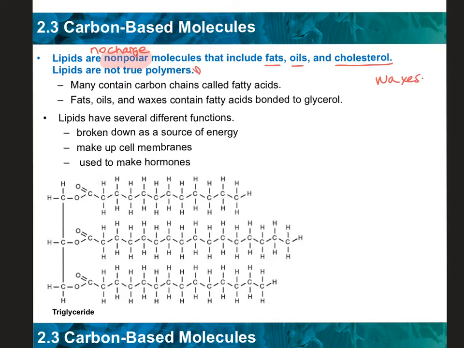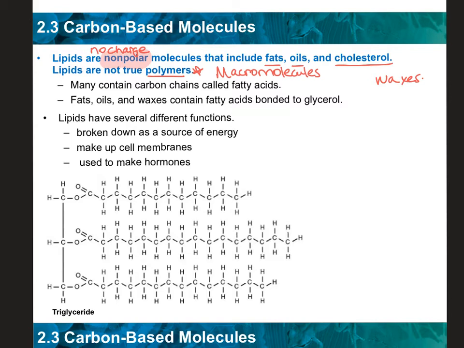Lipids are not true polymers. Now remember, what makes a polymer? A polymer is created from one monomer added to another, to another, to another. Lipids are not a bunch of monomers added together. So they are macromolecules, which means they're large molecules, but they're not polymers.